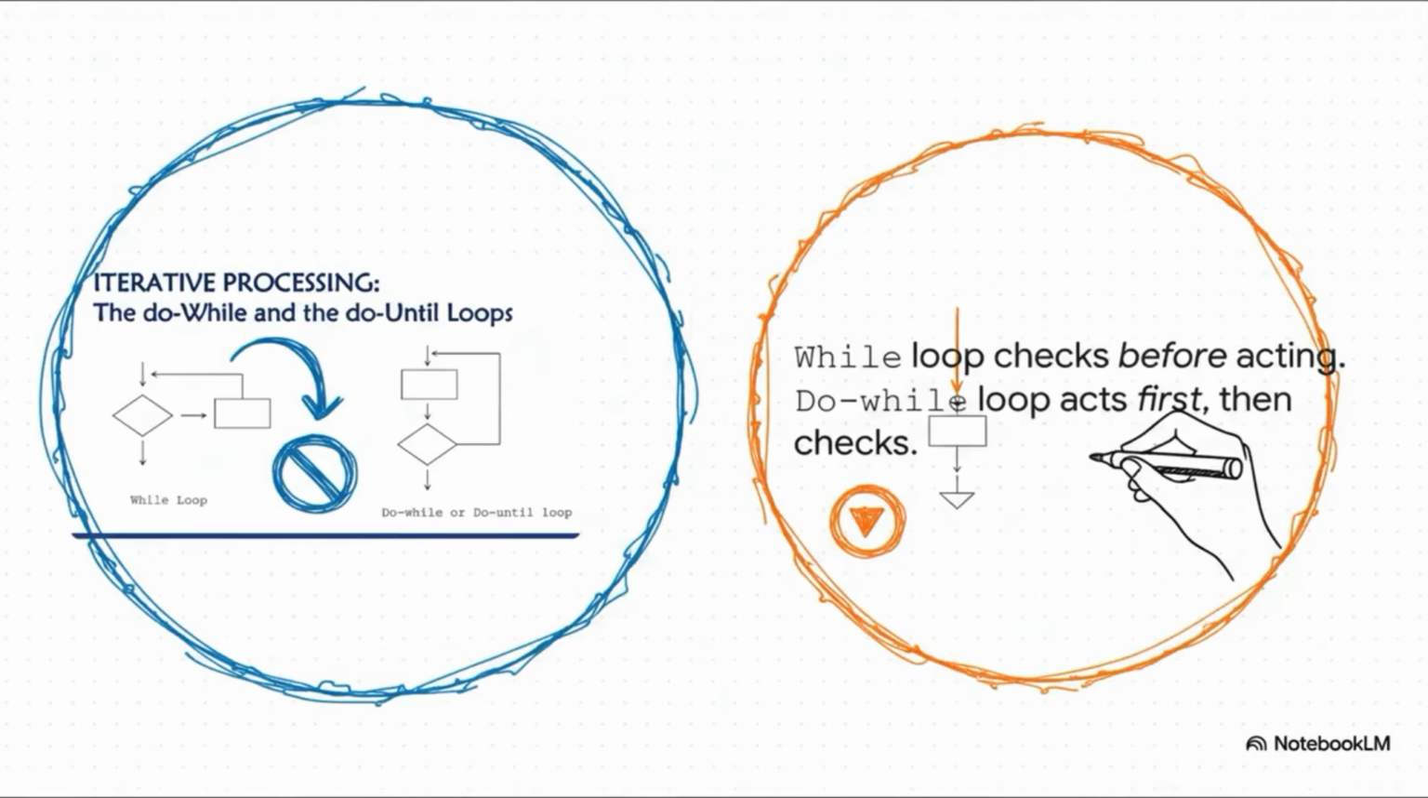And there's a small but really important difference in how loops can work. The while loop we just looked at is kind of cautious. It checks the condition before it does anything. So if the condition is false from the very start, that loop will never even run once. But then you have a do while loop, which is a bit more bold. It does the action first, and then it checks if it should do it again. This guarantees that the action runs at least one time.